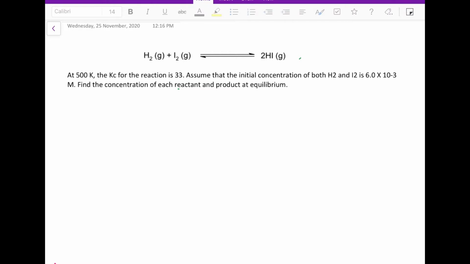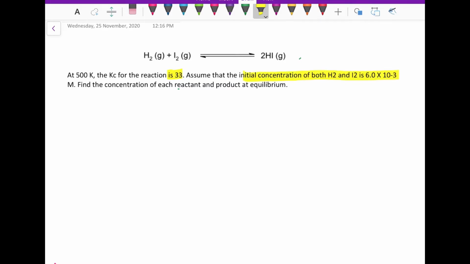In this video we are going to perform a calculation that relates to the Kc value. Alright, so let's read the question together. At 500 Kelvin, the Kc for the reaction of formation of hydrogen iodide is 33. Assume that the initial concentration for both hydrogen gas and iodine gas is given, and find the concentration of the reactant and product at equilibrium. Meaning that the initial concentration is only for the reactant. If we have the initial concentration, we need to tabulate an ICE table.